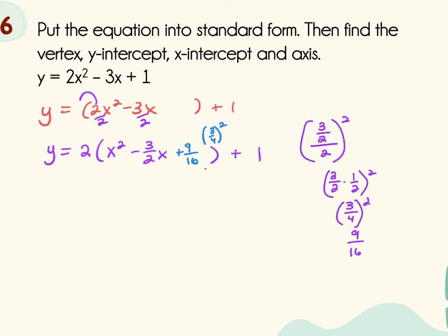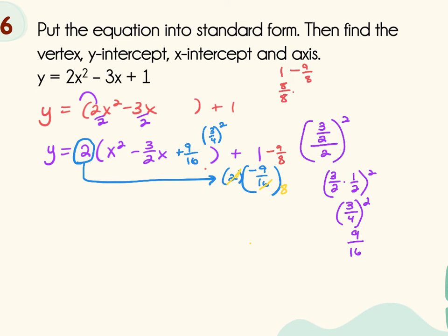Now normally, and this is super important, normally we add it inside the parentheses and subtract it from outside the parentheses. But before we can subtract it over here, we have to multiply by what was on the front. So up to this point, we never multiplied by something that was on the front because there was nothing on the front. Now there is. So it becomes negative 9/8. So I get 1 minus 9/8, which is 8/8 minus 9/8, which is negative 1/8.